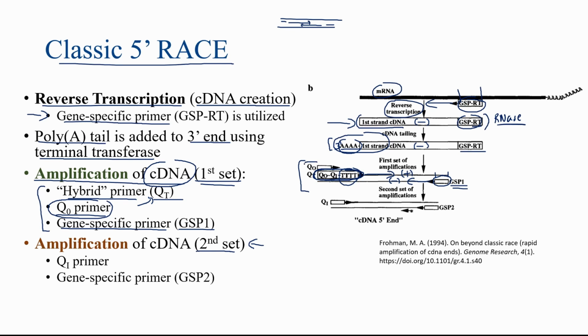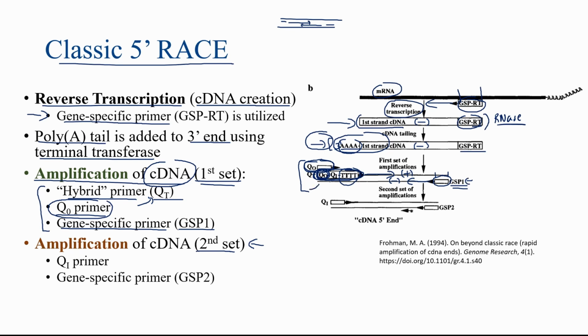Now, you might be wondering, well, when does the QO play a role? Well, obviously, the QO here will not anneal, for example, to anything in here because we don't have any sequence here for the QO to anneal to. In addition, it cannot possibly anneal to the QO here within our hybrid primer because QO cannot complementary base pair with QO, which is an exact identical sequence. So the only explanation here is that the QO will anneal actually to the negative sense strand created by GSP1.